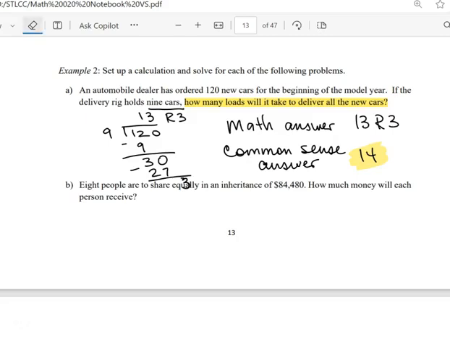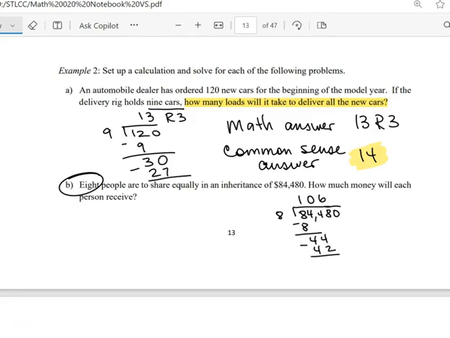Okay. So last part. 8 people are to share equally in an inheritance of $84,480. How much money will each person receive? Okay, so just need to divide. So 84,480 dividing among 8 people. So dividing by 8. So 8 goes into 8 one time. Yay, we're good. Bring 4 down. 8 does not go into 4, so put a 0 there. Bring 4 down. 8 goes into 44 6 times.